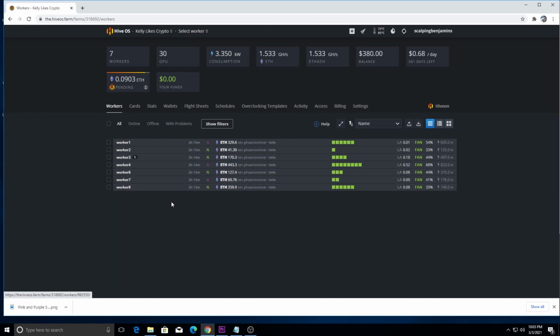I hope it helped you out, having a look at my settings. I got lots of different cards, so if you're trying to overclock your cards, maybe my settings will help you out.